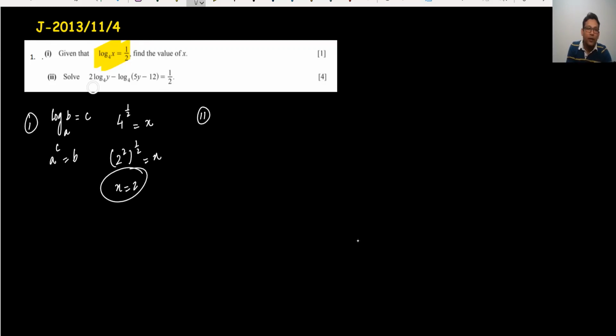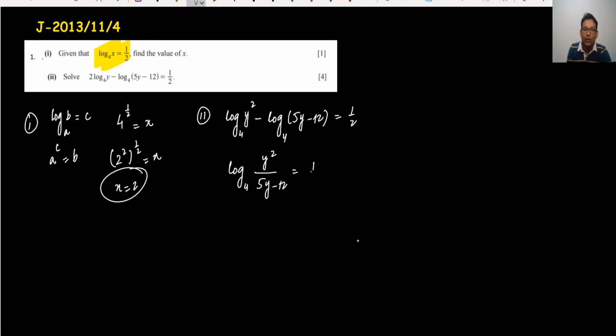Second part: log base 4 and base 4 both are the same, so we can write a single logarithm on the left hand side. Before that, this 2 will become the power of y, the power law, minus log 4 of 5y minus 12 is equal to 1 upon 2. When we have 2 logs with a negative sign, we can write them as a single logarithm, and negative sign means it will divide. When we have plus sign, we normally multiply. So y squared over 5y minus 12 equals 1 upon 2.